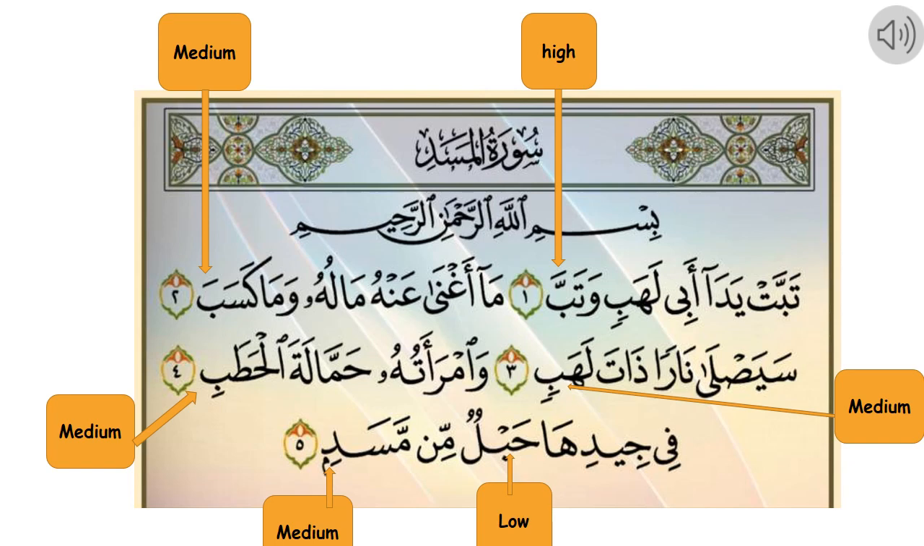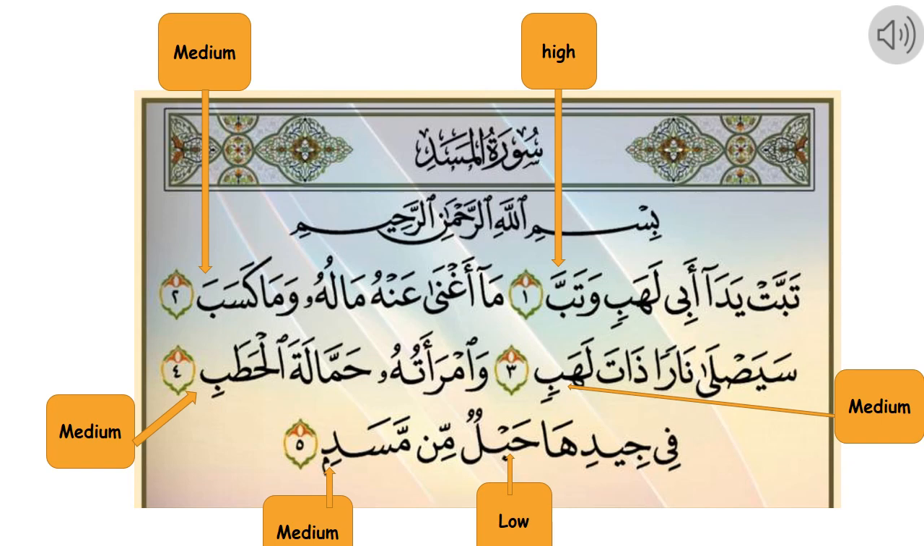ما أغنى عنه ماله وما كسب. If we stop here, الباء becomes sakin and it doesn't carry a shadda, so it's medium. Okay? سيصلى نارا ذات لهب. Also, when we're stopping here, الباء becomes sakin and it's a medium level. وامرأته حمالة الحطب. الحطب. الباء becomes sakin and it's a medium.